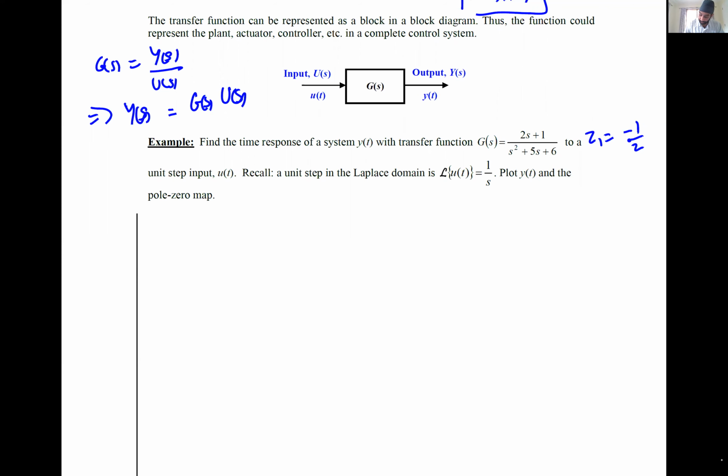Poles can be found by looking at the denominator equal to 0. So here, poles, which are p1, p2, can be found as roots of the denominator, which in this case are negative 2 and negative 3. So the transfer function G(s) can also be written as (2s plus 1) over (s plus 2) into (s plus 3).